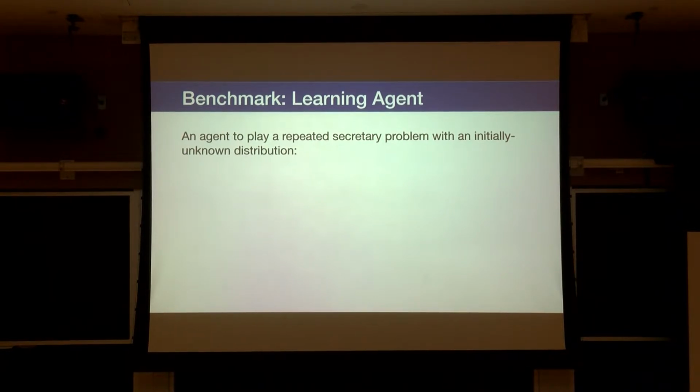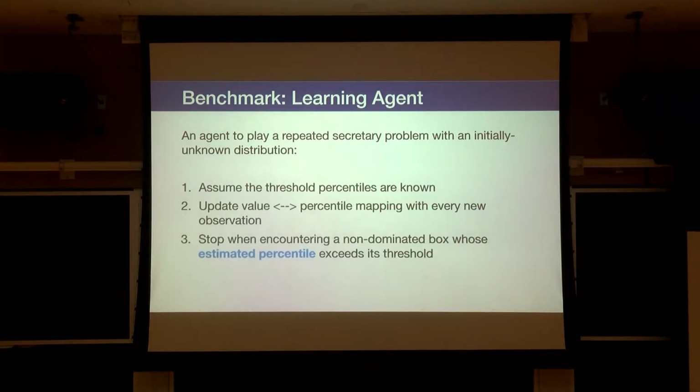Now, in our setting, of course, you don't actually know the distribution perfectly to begin with. So we don't want to use that as the benchmark to tell how well human agents are doing when they play this game. So instead, what we want to do is we wanted to construct a benchmark of our own. We constructed a learning agent to play this game basically as well as we could figure out how to play it. So here's how this agent works.